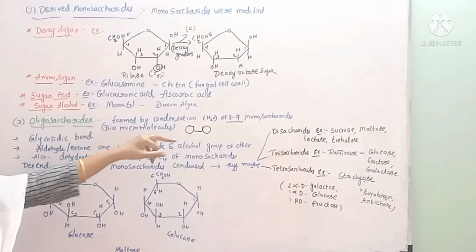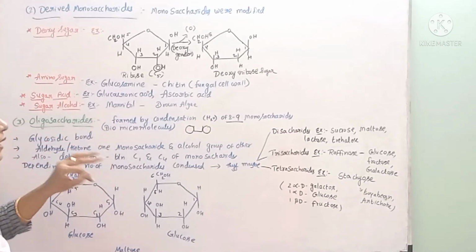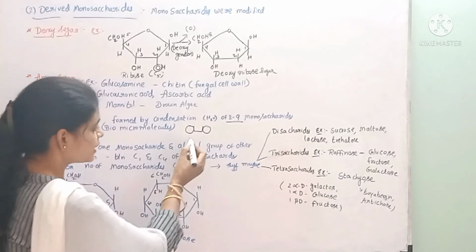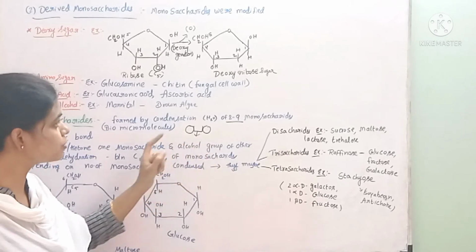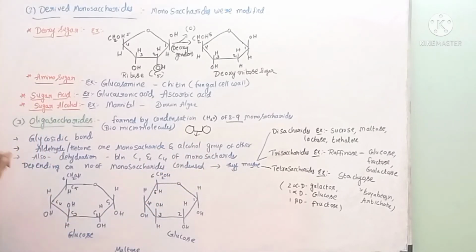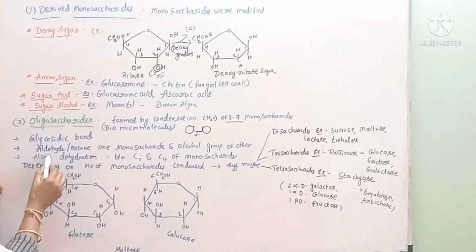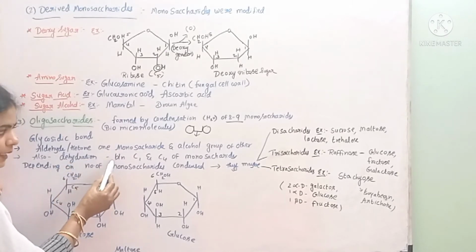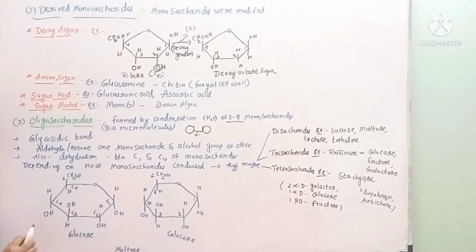And here, of course, they consist of 2 to 9 monosaccharides. These are also biomicromolecules only. And how are these monosaccharides joined? By means of a glycosidic bond. And how is this glycosidic bond formed? For example, we have already studied these sugars. They consist of an aldehyde or ketone functional group. Either the aldehyde or ketone of one monosaccharide is connected to the alcohol group of another monosaccharide to form the glycosidic bond. How is the glycosidic bond formed?